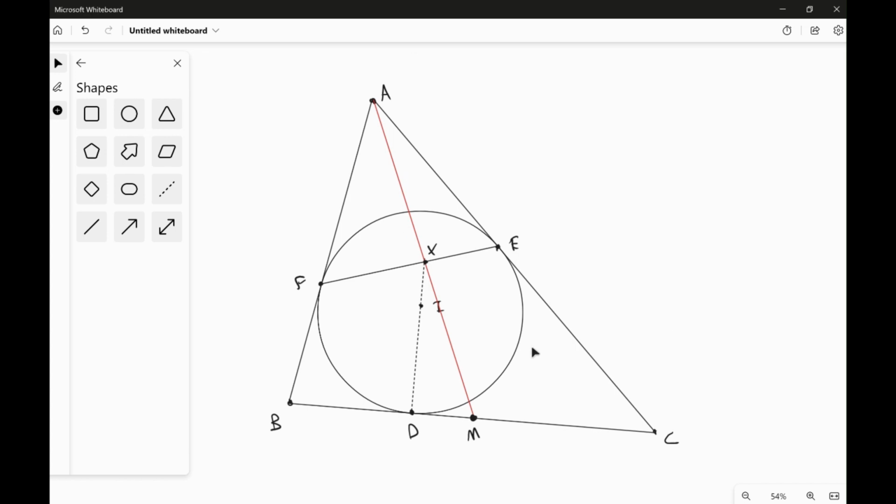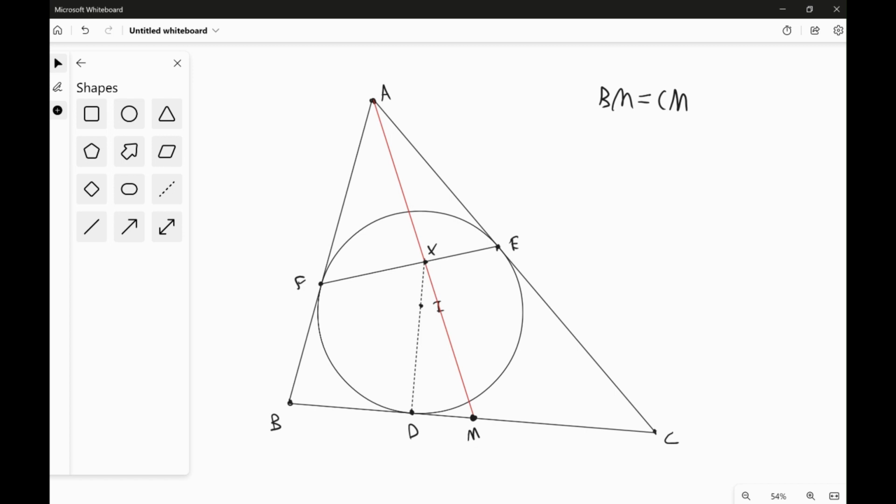So once again, we have a triangle ABC, and the incircle touches sides BC, CA, and AB at D, E, and F. And I is the incenter. And then we let DI and EF intersect at a point X. And then we let AX intersect BC at a point M. The key claim that we're going to make here is that BM is equal to CM. In other words, AX is just the median of the triangle.